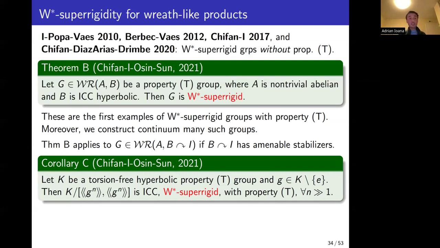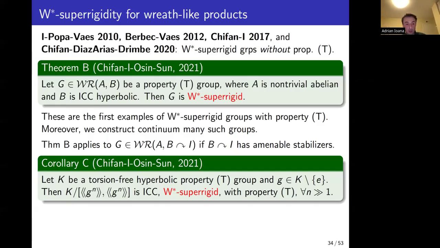So the definition of generalized Wreath-like products is analogous. You just have to change the action of B on itself to the action of B on some arbitrary set I. So theorem B also applies to such generalized Wreath-like products, provided that the action of B on I has amenable stabilizers. And by applying this more general theorem, we prove the following corollary.